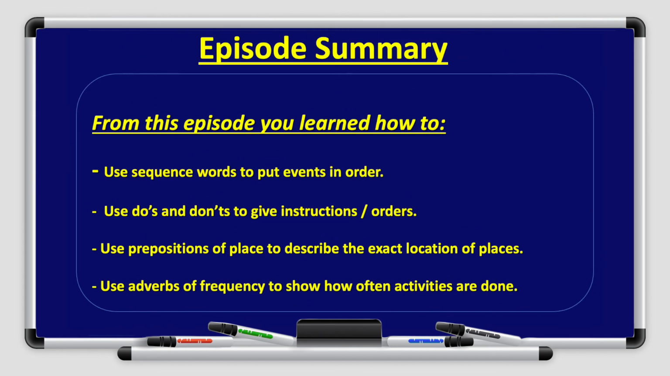And now we reach the end of this episode. I hope that you learned good grammar. From this episode, you learned how to use sequence words to put events in order. Also, we learned together how to use do's and don'ts to give instructions and orders. Also, we learned how to use prepositions of place to describe the exact location of places. The last part, we learned together how to use the adverbs of frequency to show how often activities are done. Thank you for watching and good luck.